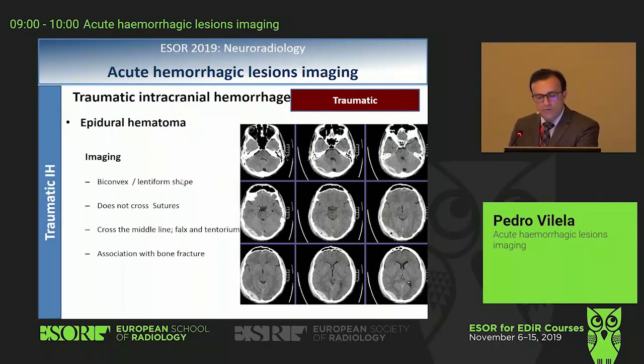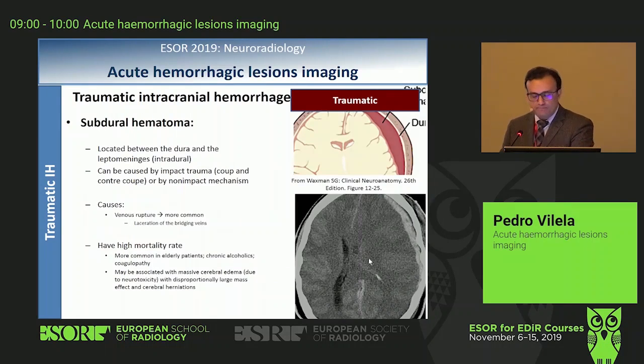You see another one with the typical biconvex lentiform shape. They do not cross sutures, but they can cross the midline, the falx and the tentorium. As you see here, it's the same epidural hematoma that has a supratentorial and infratentorial component with some air inside, meaning that you have a fracture there, and with an acute component that is still not hyperintense on the CT.